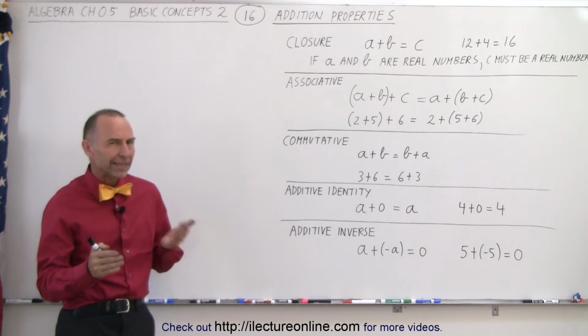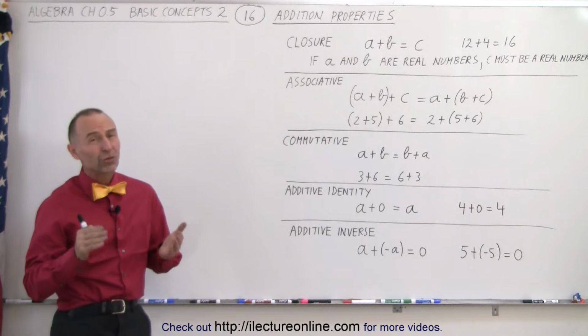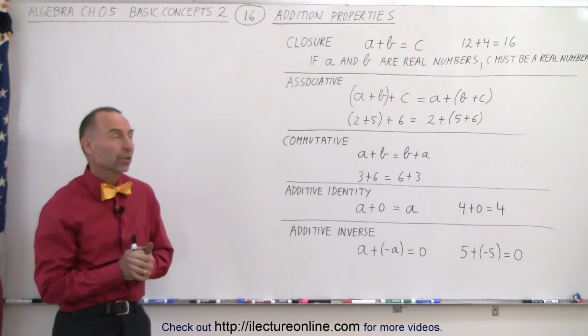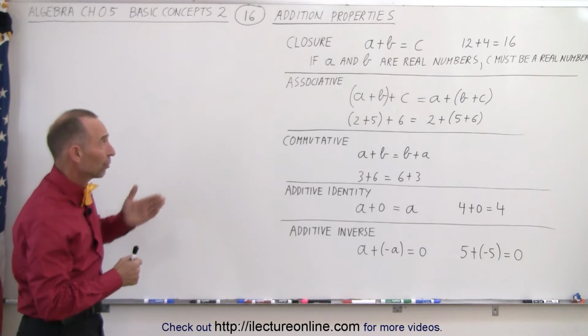What should I be able to do? What can I not do? And it's good to know that there's properties that define what we can and cannot do. So here we have 5 properties for addition.